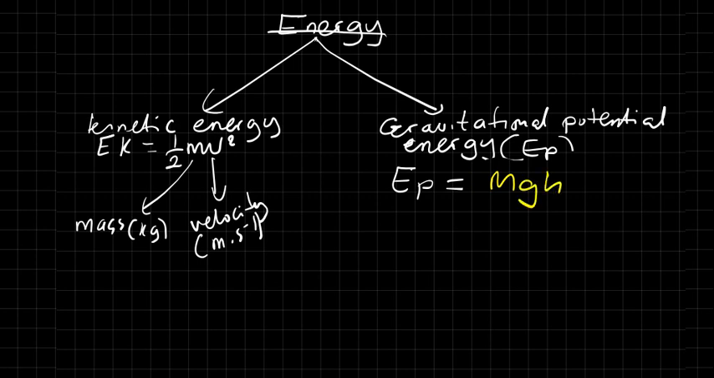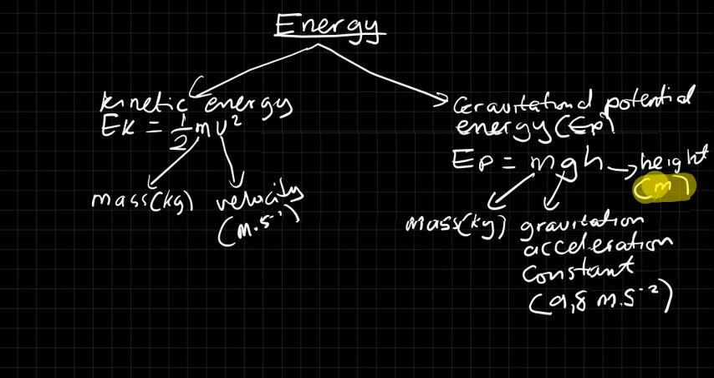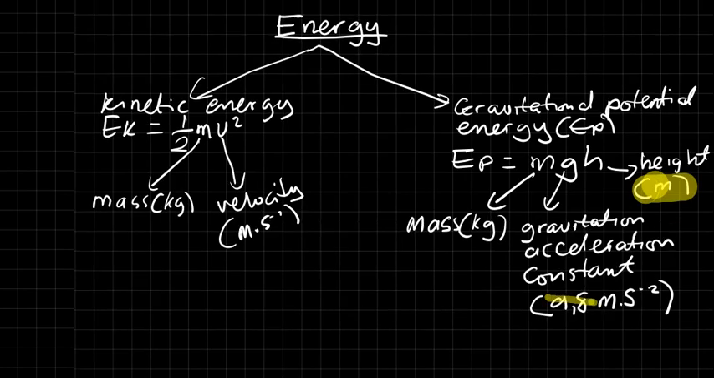mgh. Now the m stands for the mass measured in kilogram. The g stands for the gravitational acceleration constant, which is 9,8 on the planet Earth, and the h stands for the height, which is measured in meters.